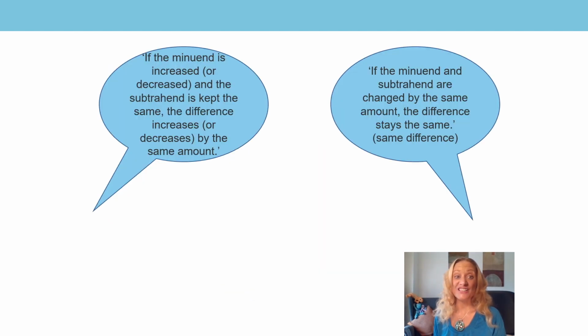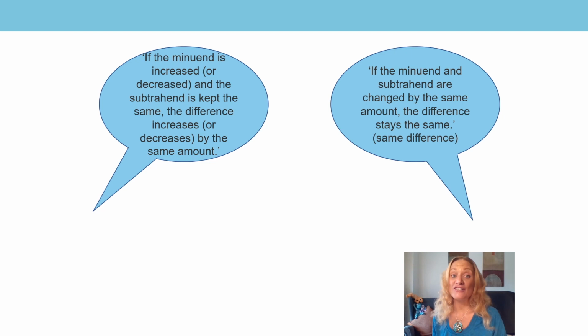Before we have a look at the strategies you've used, shall we have a quick recap of the generalisations that we can use to help us remember some efficient strategies? So the first one, let's say it together. If the minuend and subtrahend are changed by the same amount, the difference stays the same. And that was the one that Sam was using an awful lot, wasn't it? Perhaps you used that generalisation to help you solve the problem that I left you.